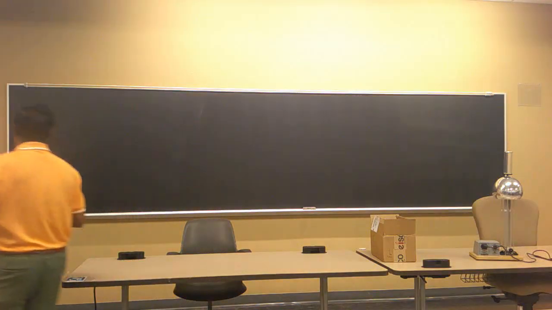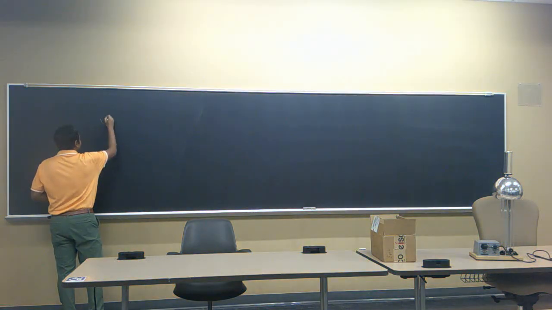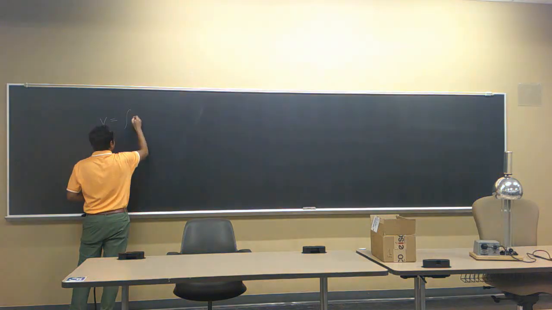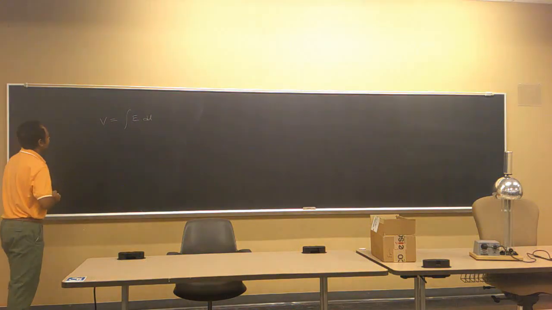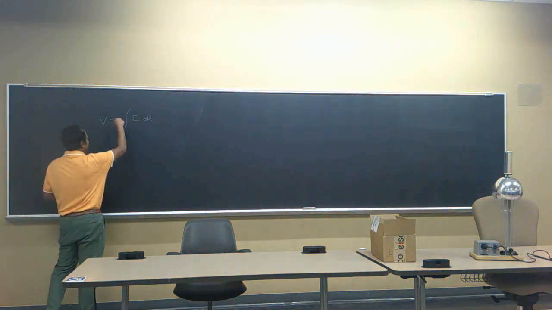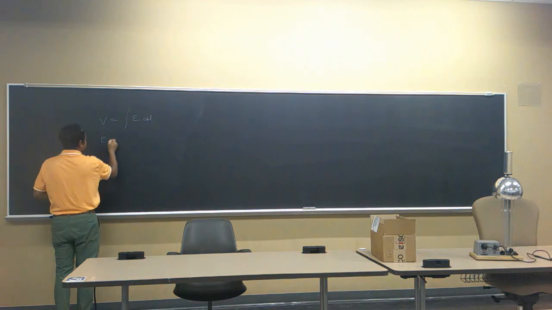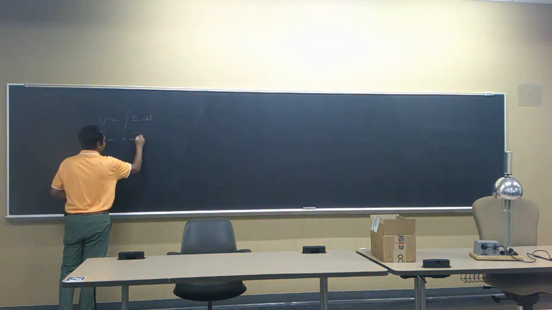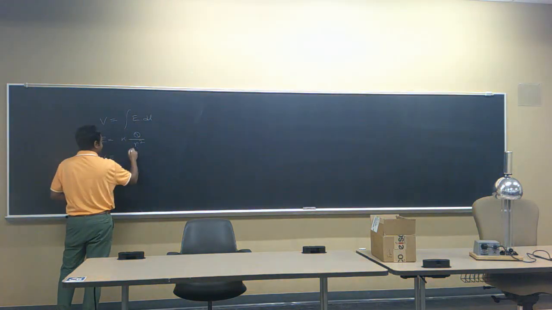From our discussion yesterday, we said that the voltage V has a relation with the electric field like the following: voltage is the integral of the electric field over a distance. We know that the electric field for a charge Q at a distance r is kQ over r squared. If you integrate the electric field over a distance r, we get the voltage kQ over r.